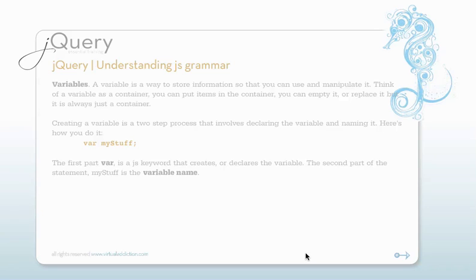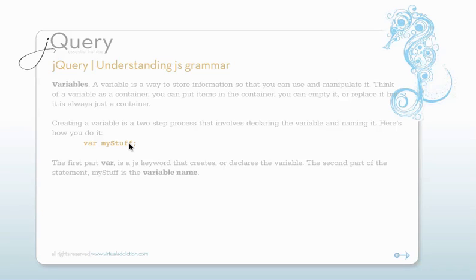When you create a variable, it's a two-step process. It's going to involve declaring the variable and naming it. So here's an example of creating a variable, var myStuff. The first part of the statement, the var, is a JavaScript keyword that creates or declares the variable. The second part of the statement is the variable name that you assign it. And the variable name can be just about anything.